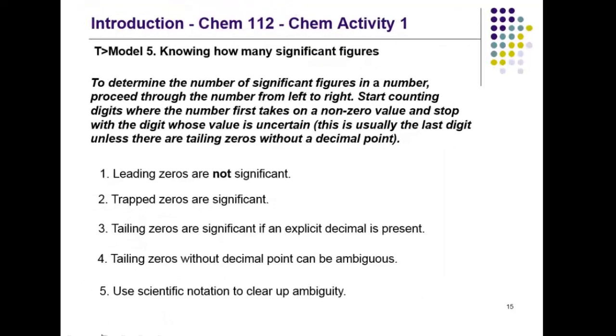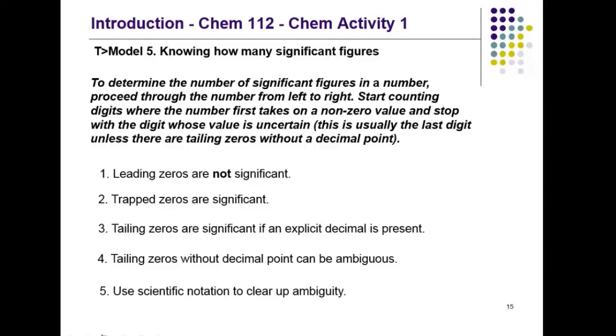Teaching model number 5, we take a look at how to determine the number of significant figures when we're given a recorded piece of data, and in particular, how do we work with having zeros in our numbers? The following rule sounds quite complicated, but if you understand the meaning of significant figures, then knowing the rule is not quite so important. The rule states that one should start counting digits where the number first takes on a non-zero value, and then stop with the digit whose value is uncertain. So let us see how this works.